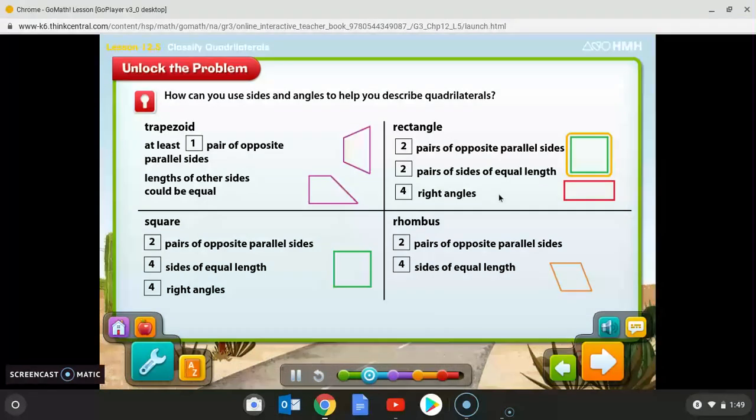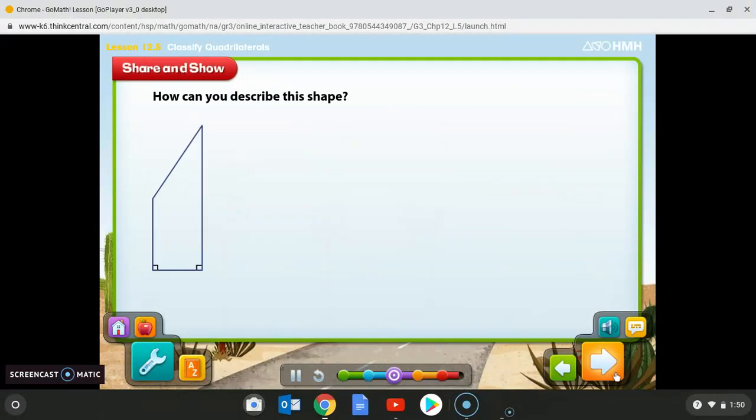Because if you look down and you check off these boxes, yes, there's 2 pairs of opposite sides. Yes, there's 2 pairs of equal side lengths. Yes, there's 4 right angles. Just like here in the rhombus, a square could also be called a rhombus because we have 2 pairs of parallel sides and 4 equal side lengths. So I want you to understand that we can describe shapes using different names, okay? So let's practice that.